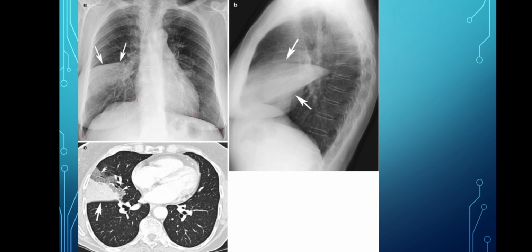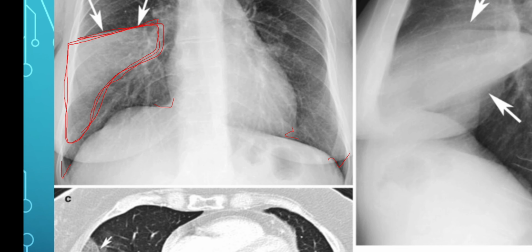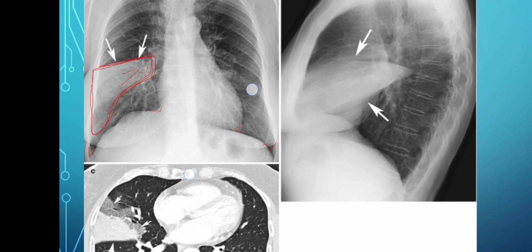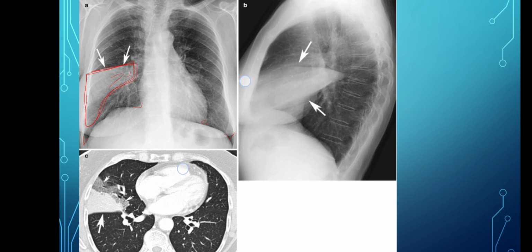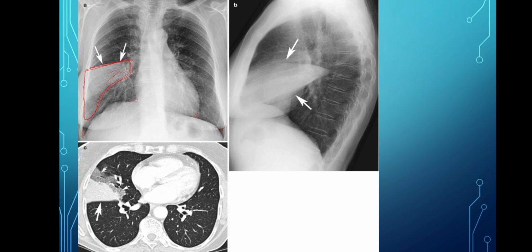The hilum region is also normal, but on the right side, in the lower lobe, there is a homogeneous opacity present in the lower zone, with prominent bronchovascular markings. But the mediastinum is not shifted, and the trachea is in the normal position. So this is a diagnosis of lobar pneumonia in the right lower lobe and the middle lobe.